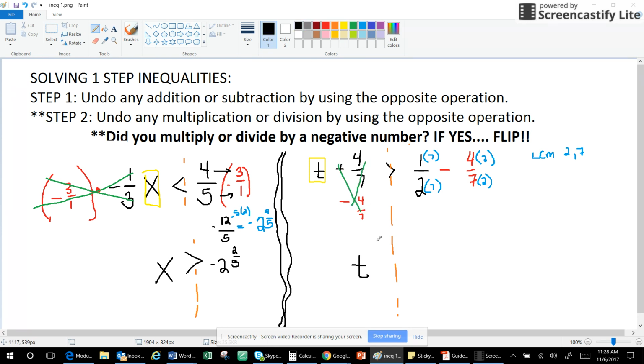The left side becomes t. Greater than is going to stay because I did not multiply by or divide by a negative number. So these fractions become 7/14 minus 12/14. We do not touch the bottoms. They have a common denominator. And we get 7 minus 12, which is -5. So this is -5/14.